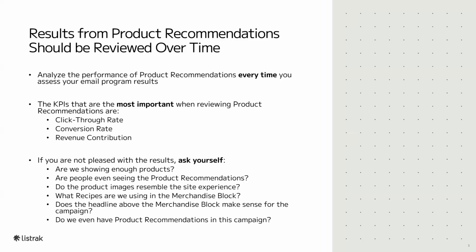Always keep in mind too, as you're looking at the performance of your product recommendations, if you're not happy with the results, start to ask yourself some questions. Are we showing the product recommendations enough? Are we showing enough products? Are people even able to see or find the product recommendations? Do the images match the site experience? You spend a lot of time merchandising your site. It should be representative of what that site experience is when they're seeing products in the email. What recipes are we using in the merchandise blocks? Does the headline text actually make sense for the campaign and the products that are being shown? And am I even using product recommendations in each campaign?